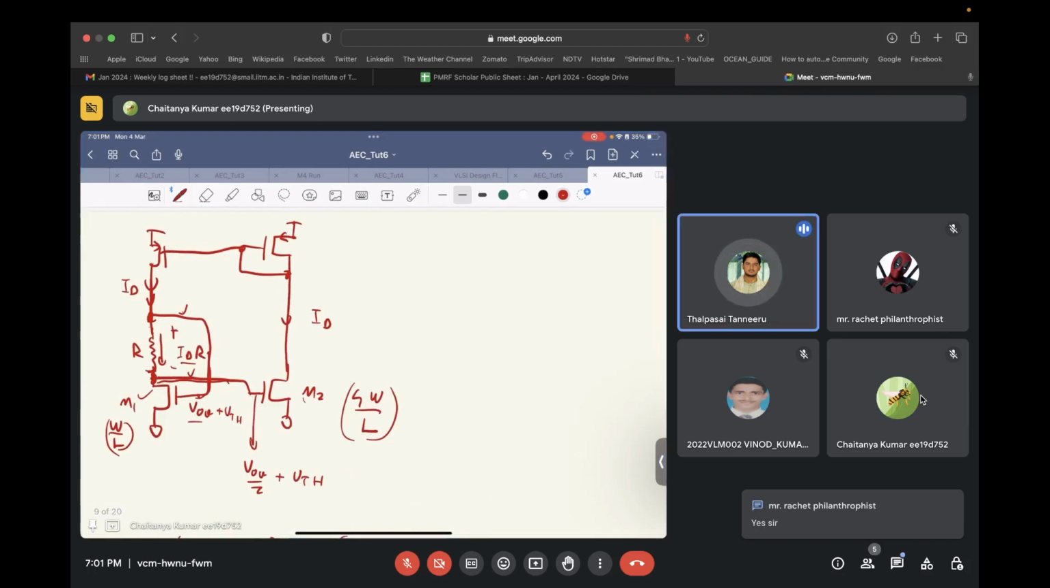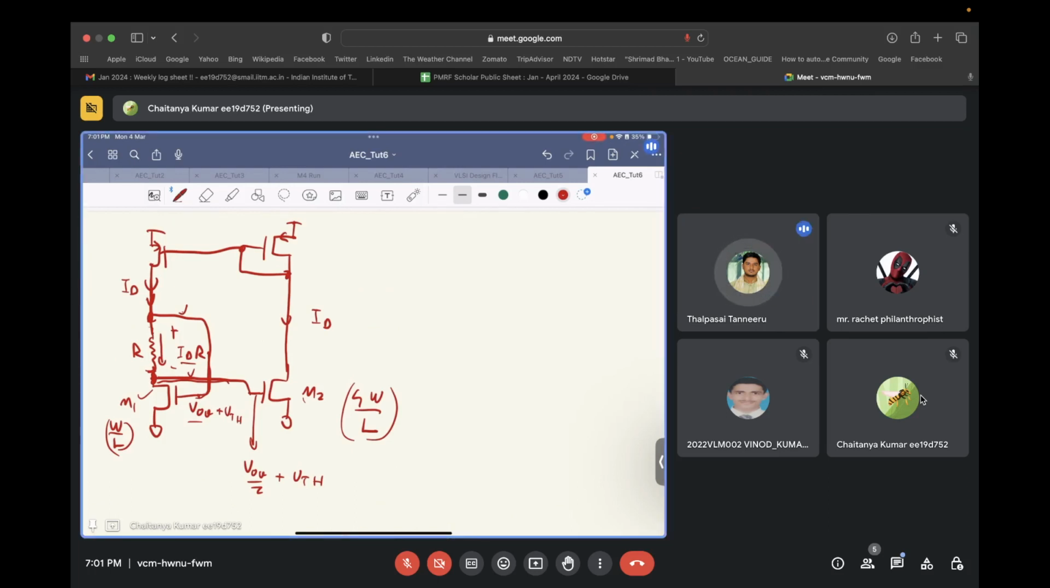Sir, could you repeat again, sir? From where did you not follow this? Sir, by connecting the M1 gate to the drain. M1 gate to the drain, okay. So basically you understood till this point, right?